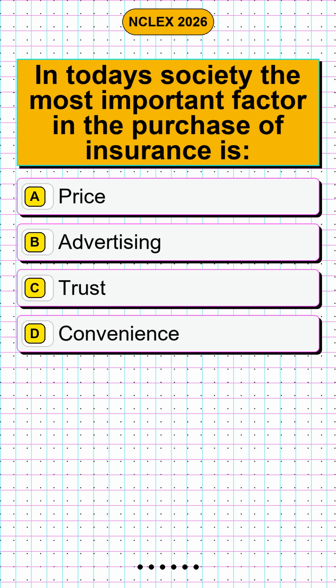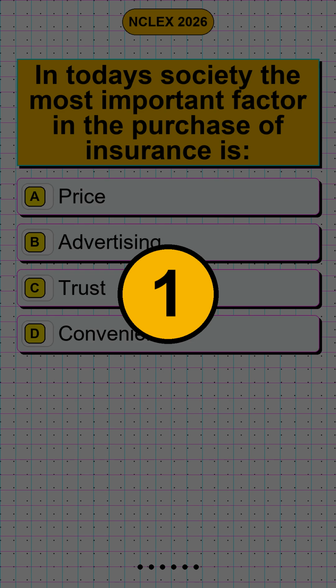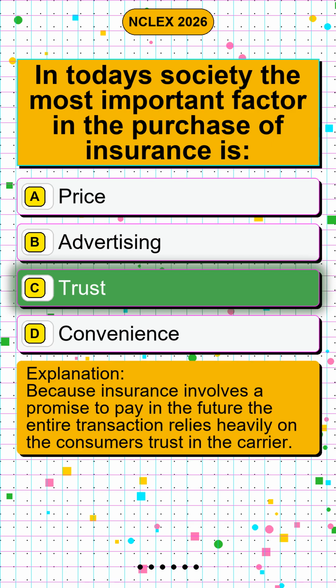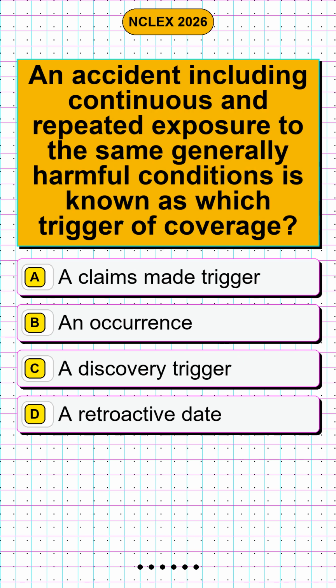Question 2. In today's society, the most important factor in the purchase of insurance is: Option A. Price. Option B. Advertising. Option C. Trust. Option D. Convenience. The correct answer is option C. Trust. Because insurance involves a promise to pay in the future, the entire transaction relies heavily on the consumer's trust in the carrier.